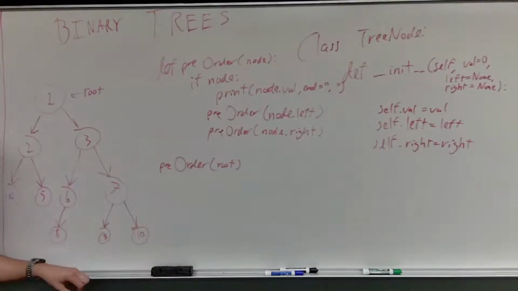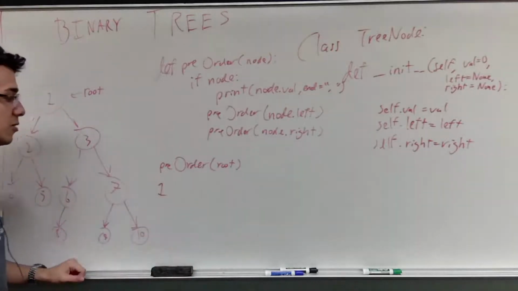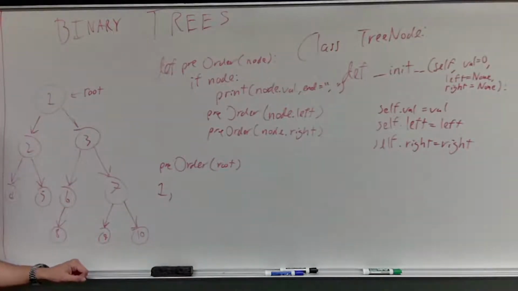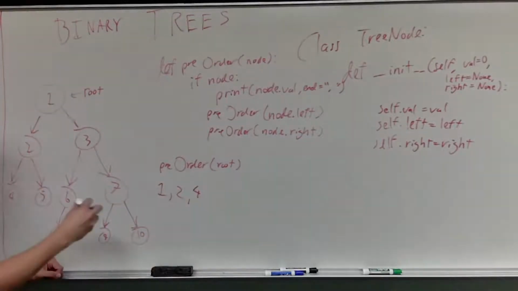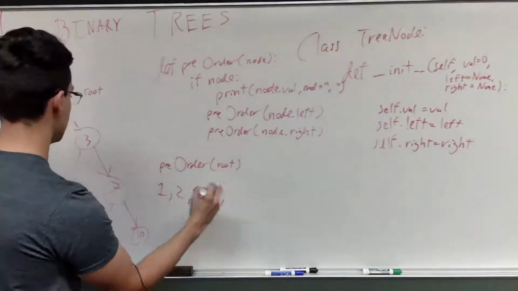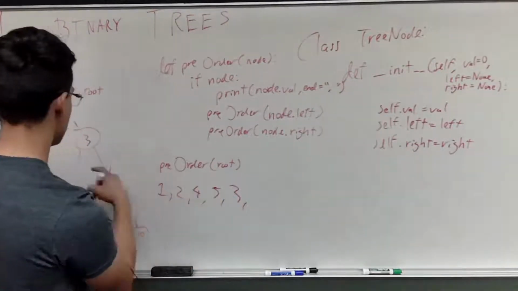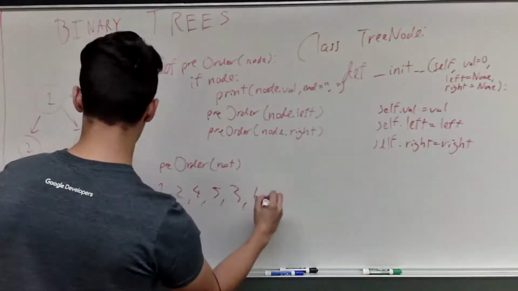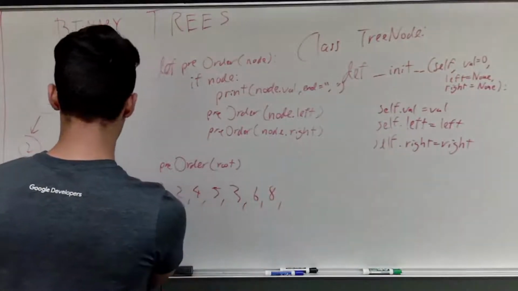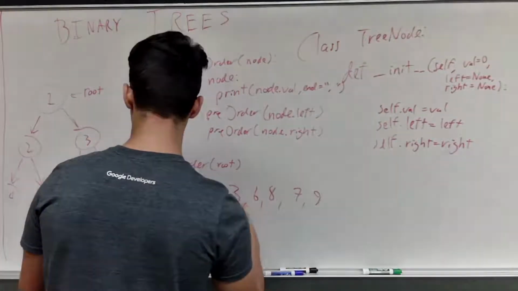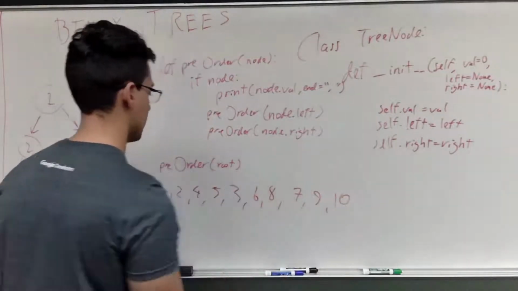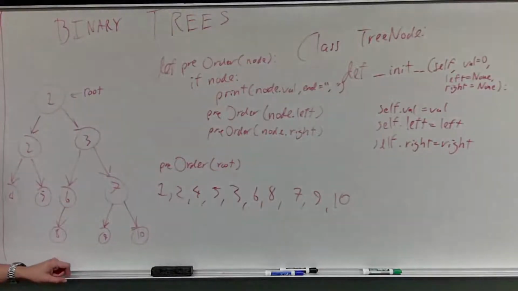So I'll just start it off. And what's after that? 2. Okay, yeah, 4. Yeah, no children. What's the 5? 6, 8, 7, 9, 10. Okay. All right. So that's the pre-order way of doing it, right?